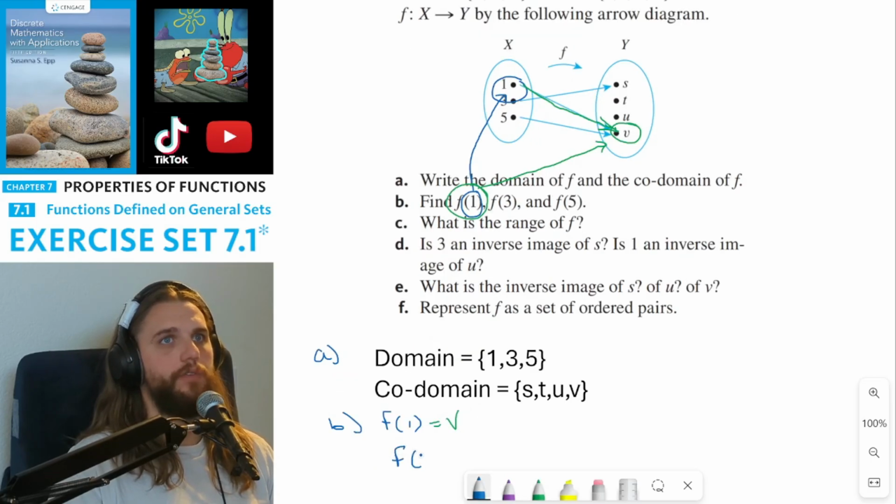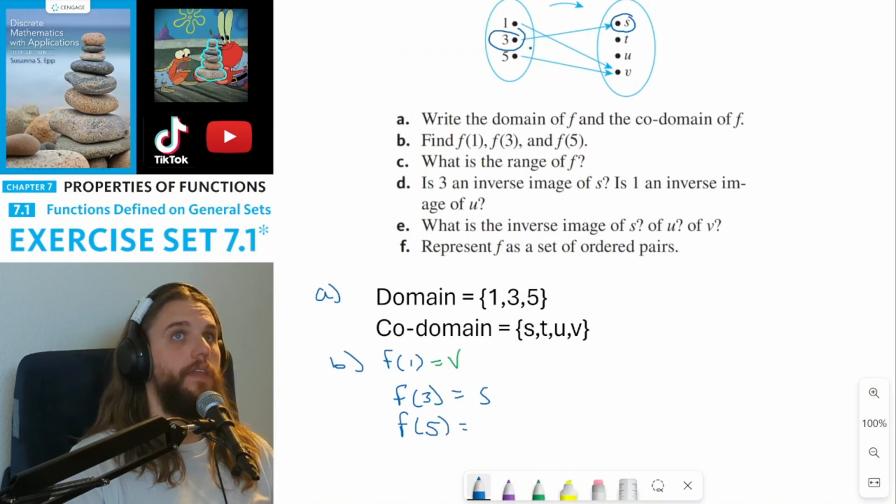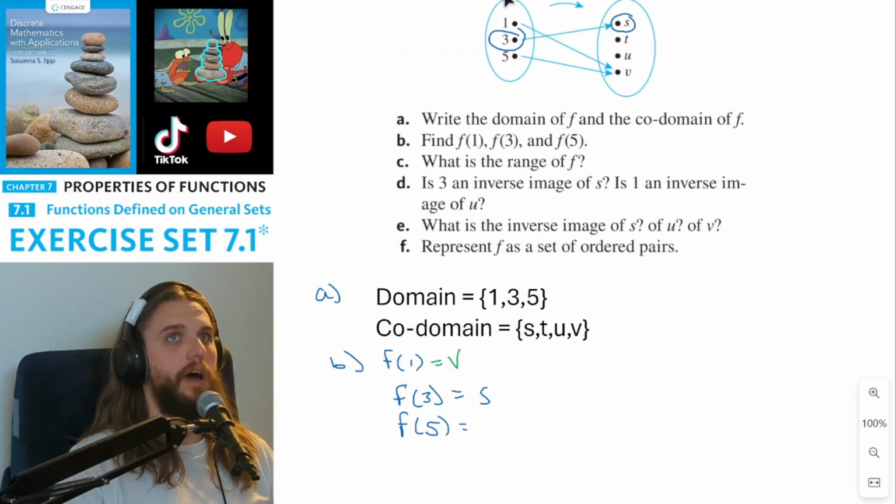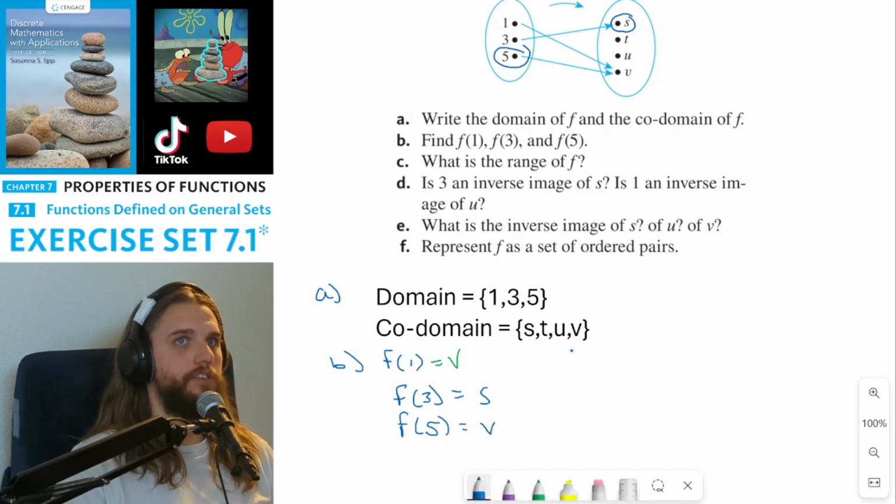Similarly, f of 3 can be found by finding first 3 on the arrow diagram on the left. And from 3, if we follow this arrow, we get the output S. And then f of 5 can be found by starting at the input 5 and following the arrow to the output V again. So that's the answer for part B.